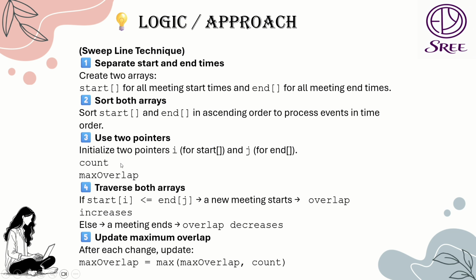Then we traverse both the arrays with a condition: if start of i is less than or equal to end of j, then one more interval has started, which increases the count; else one interval ends, then it decreases the count. We need to update the maximum overlap each time. So this is called the sweep line algorithm.